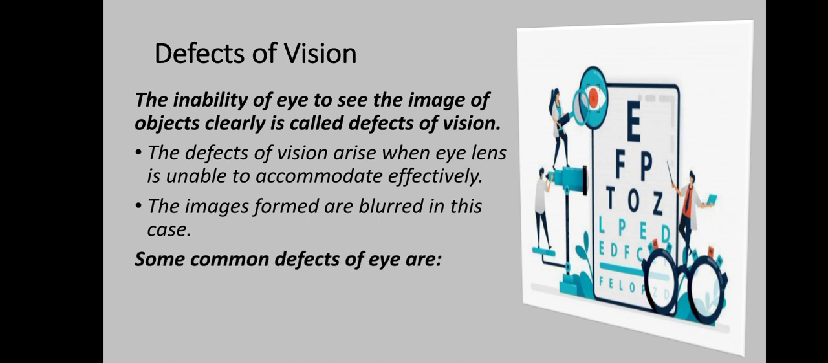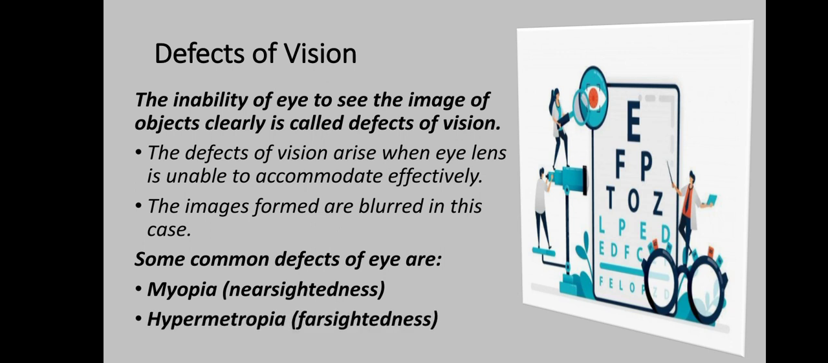Some common defects of the eye are myopia, also called nearsightedness, and hypermetropia, also called farsightedness. These are most common, but some other problems are also there, like cataract and redness and more. There are so many diseases of the eye, but we will discuss myopia and hypermetropia in detail.